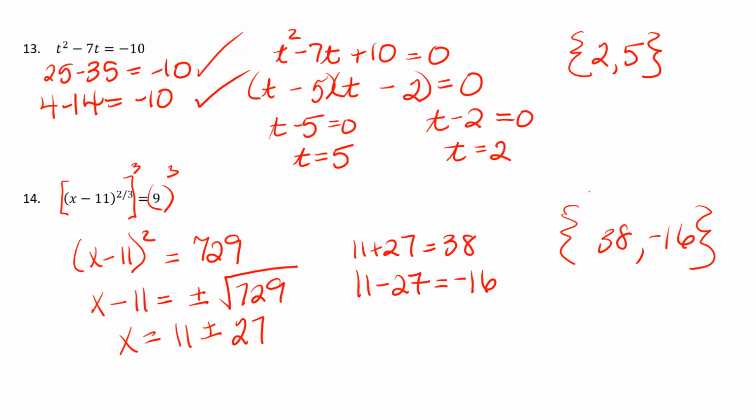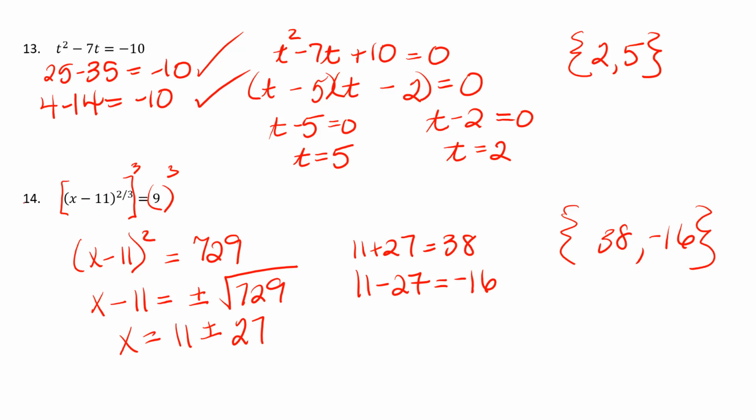All right, same thing with the next one. 38, if I put that in, I'll have 38 minus 11 to the 2/3 power. So that's going to be 38 minus 11 is 27 to the 2/3 power. The cube root of 27 is 3. Squared is 9. That works.